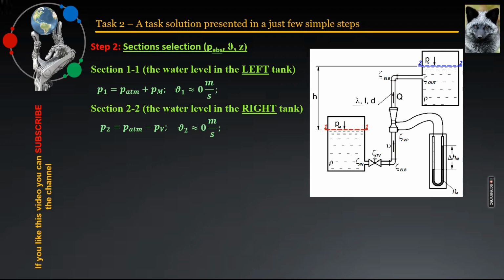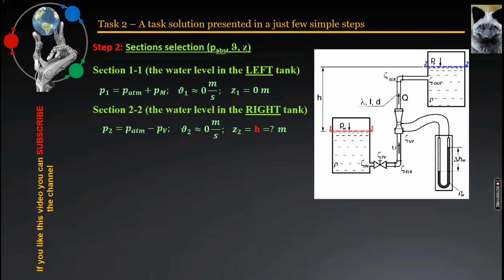For the section that is closer to the Earth's surface, z is equal to 0. And for the section that is further away from it, z is equal to h. In this particular case, closer to the ground is section 1.1, which means that z2 will be equal to h. I put a question mark because we are looking for this parameter, while z1 will be equal to 0.